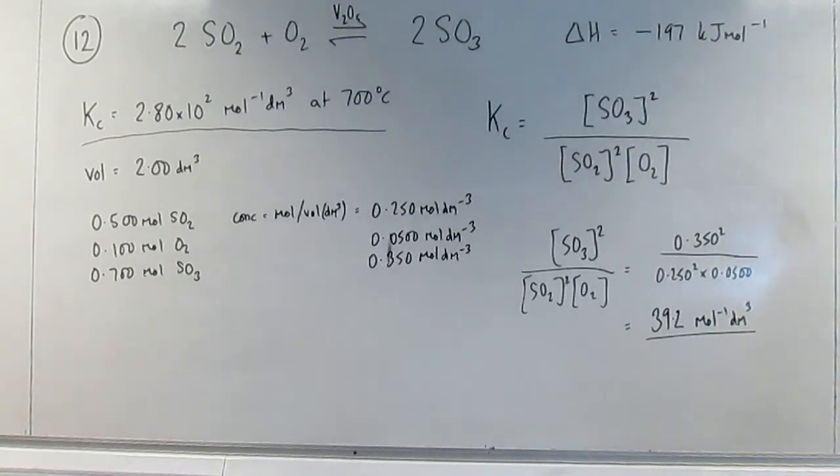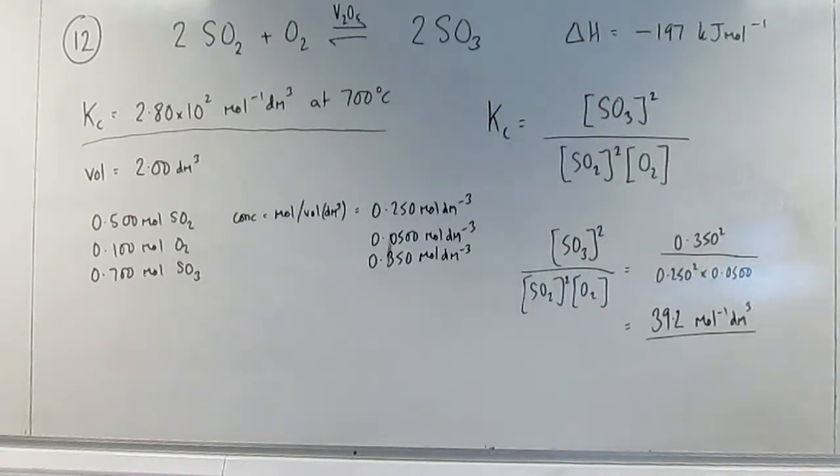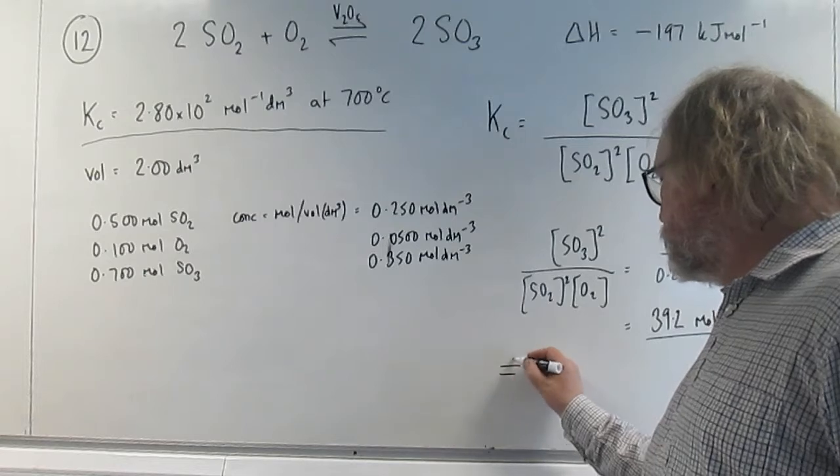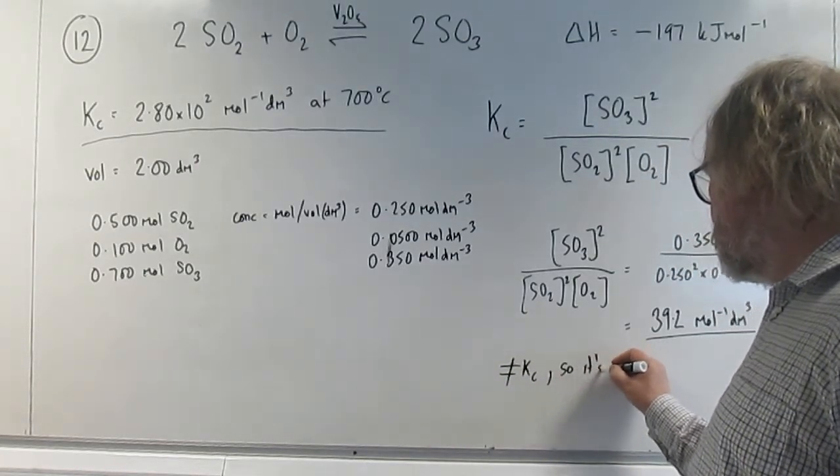Right, let's just redo that bit. So you can see then that by comparing that with Kc and saying, yeah, that's not the same, we can deduce that we're not at equilibrium. Okay, so we just write that down, that that does not equal Kc, so it's not at equilibrium.